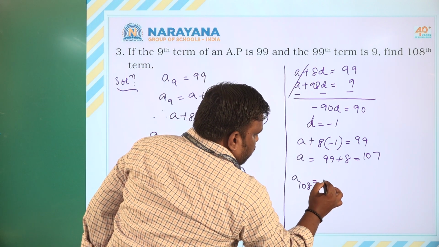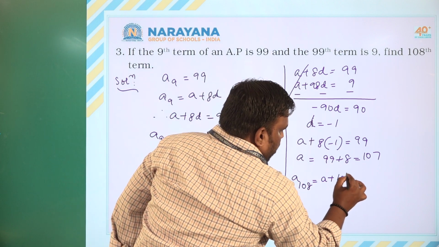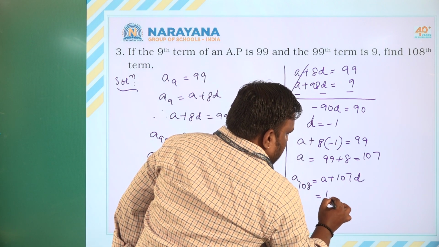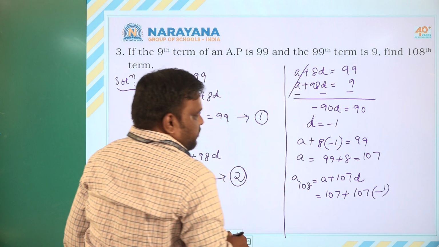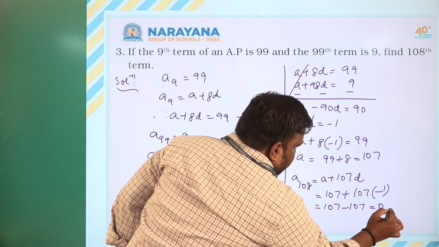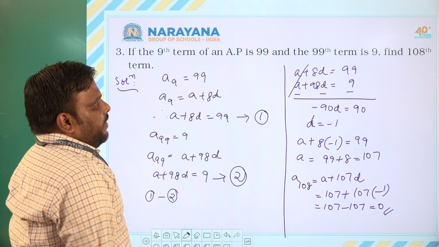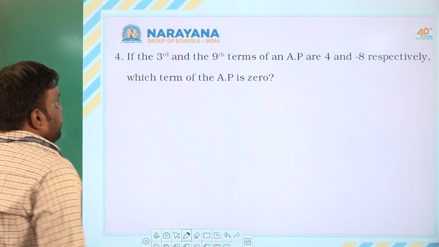A108 is equal to A plus 108 minus 1 into D, that is 107D. What is the A value? 107 plus 107 into D value, which is minus 1. So it will be 107 minus 107. Both get cancelled, that is equal to 0. Therefore the value of the 108th term is 0. Now come to the next question.